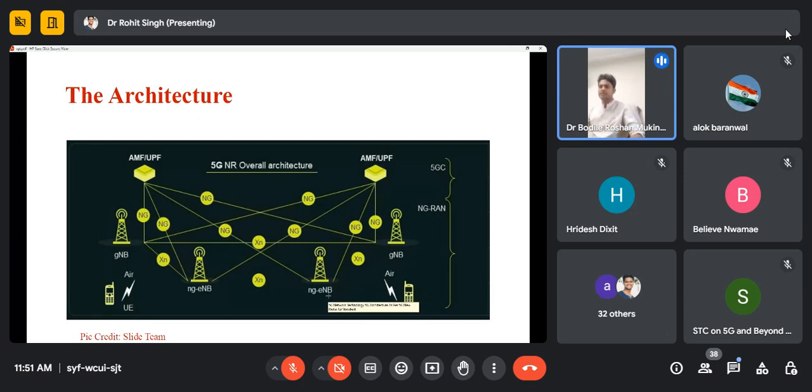Here in this case, you are having G Node B. G Node B are the base stations which can support all the functionalities that are available for the 5G structure. All the functionalities could be supported in G Node B. But look at the NG E Node B.